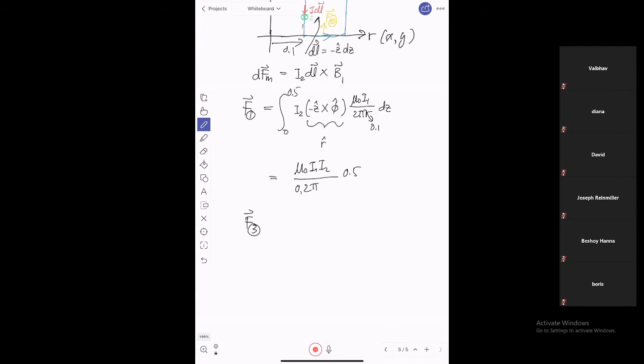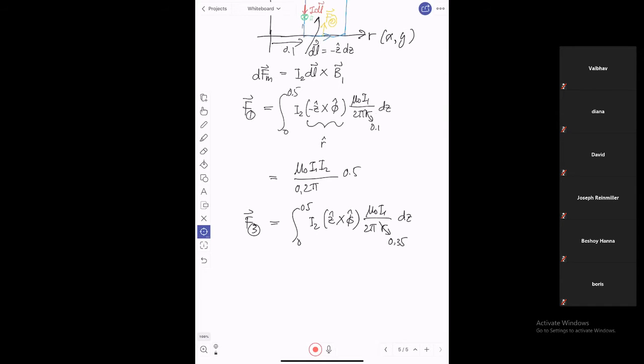So F3 is equal to the same thing, except, again, we sum up from 0 to 0.5. Again, I2, right? Except the current is now in the z hat direction, cross with phi hat. And then I have mu 0, I1, over 2 pi. Now the R is 0.35, dz, right? Because here is 0.1. From here to here, of course, this is not drawn to scale, it's 0.25. So over here is from 0.